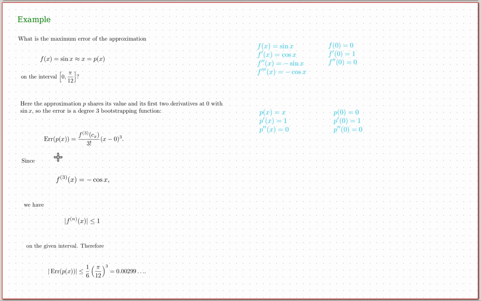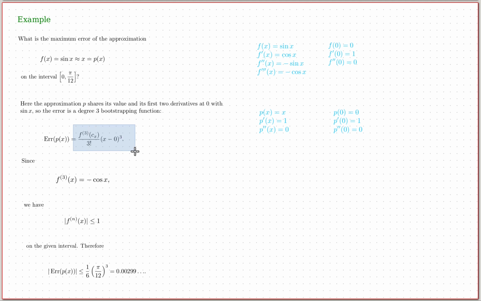In our case, we saw that the third derivative of sine x was equal to minus cosine. And of course, this function in absolute value is never bigger than 1. So what we can say is that the third derivative, that should be the third derivative, not the nth derivative, in absolute value is never bigger than 1.